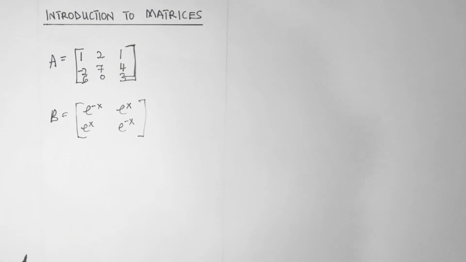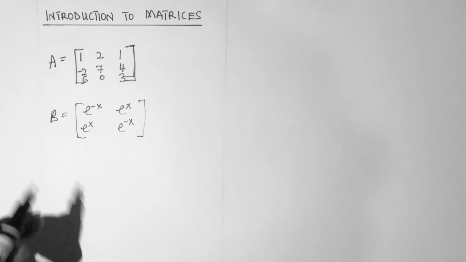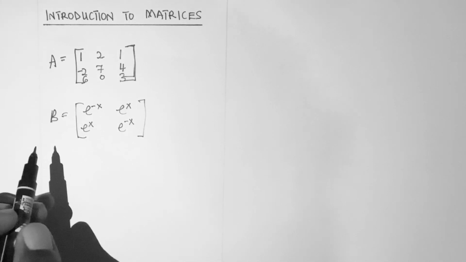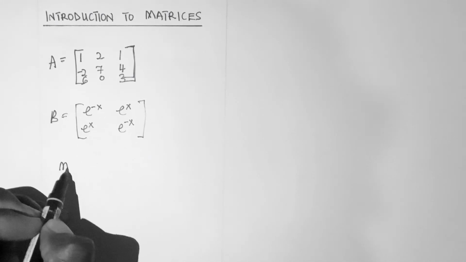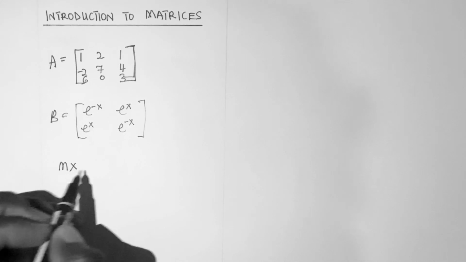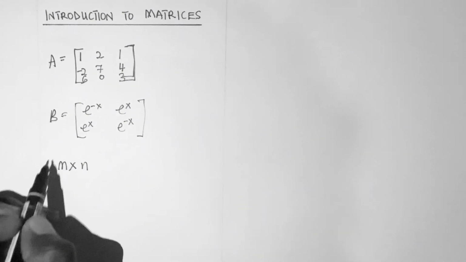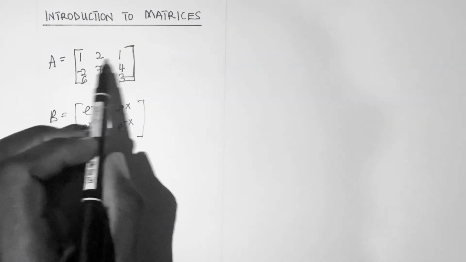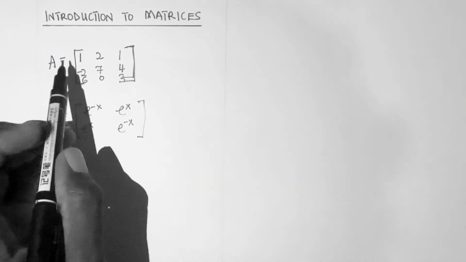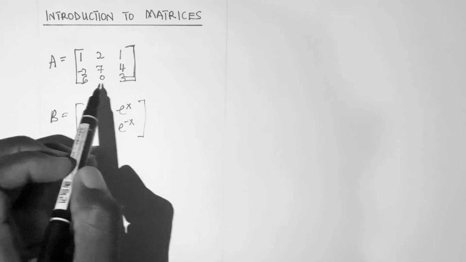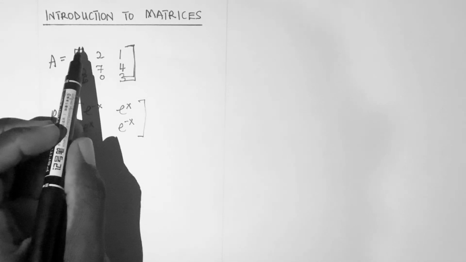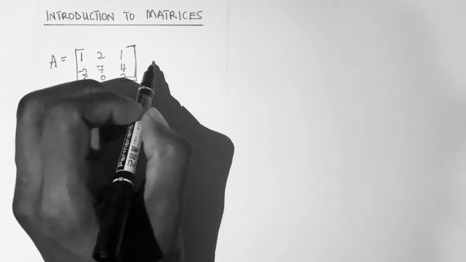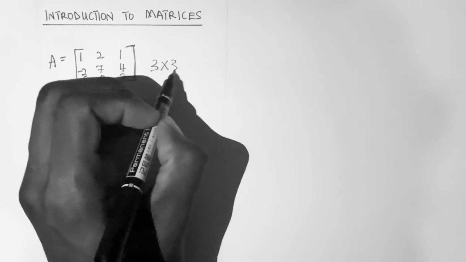Now, let's talk about the order of a matrix. The order of a matrix gives the number of rows and columns of the matrix. We normally represent the order of a matrix in the form m by n, where m is the number of rows and n is the number of columns. If we consider matrix A, you can see that this has 1, 2, 3 rows. And how many columns? 1, 2, 3 columns. So the order of matrix A is 3 by 3.